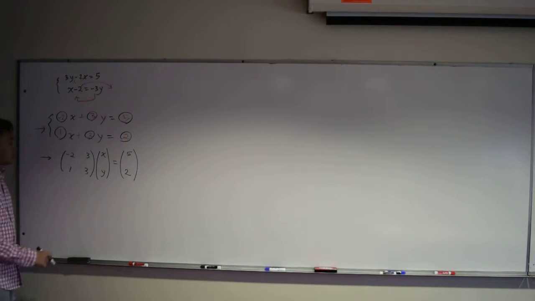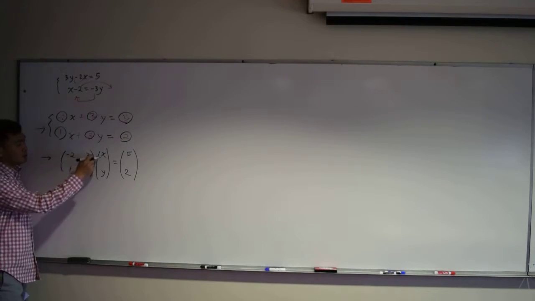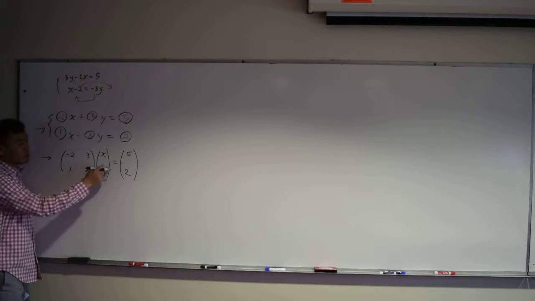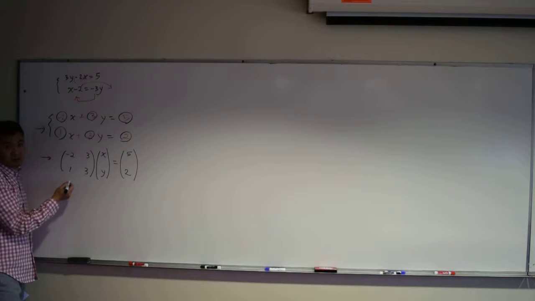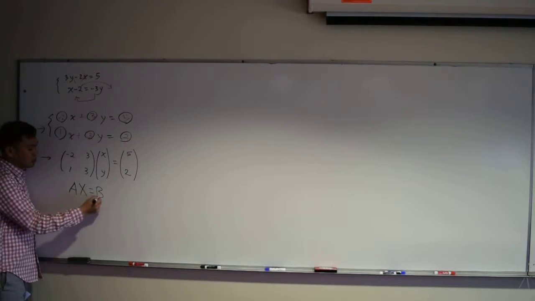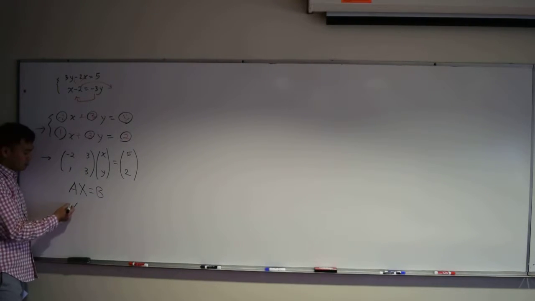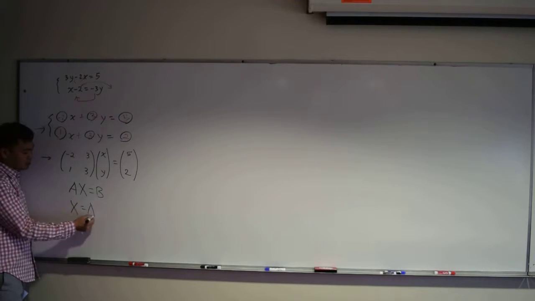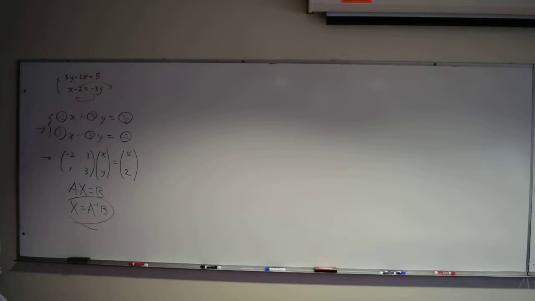Okay? So this is called the matrix of coefficients. This is the column vector of unknowns and the column vector of constants. Overall, it has the following structure. It looks like A times x equals b, and you solve this by just multiplying by A inverse. So you multiply A inverse on both sides, and you get x equals A inverse times b. So that's how you solve it.